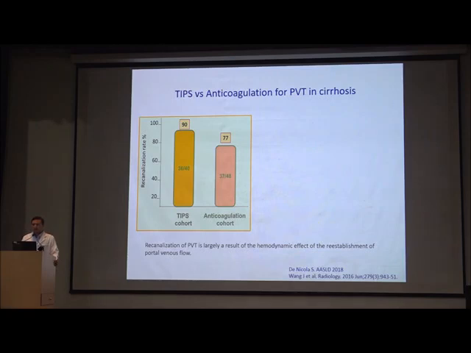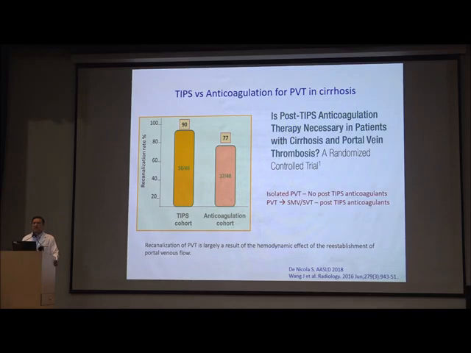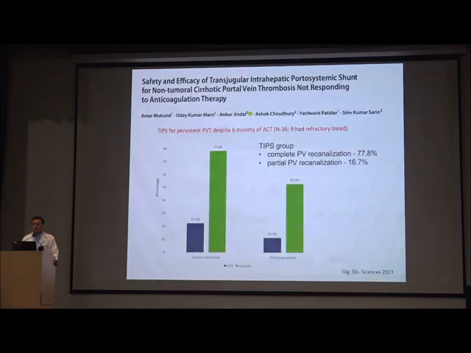Then this study presented at AASLD had shown that the recanalization rate was much higher with the TIPS procedure, almost 90%, as compared to anticoagulation therapy, 77%. And recanalization of PVT is largely related to the hemodynamic effects of the re-established portal vein. After the TIPS procedure, because the vein is opened up, the flow will increase and there is no need for anticoagulation therapy in most of the patients, and there is no risk of rethrombosis in most of the patients even without anticoagulation therapy.